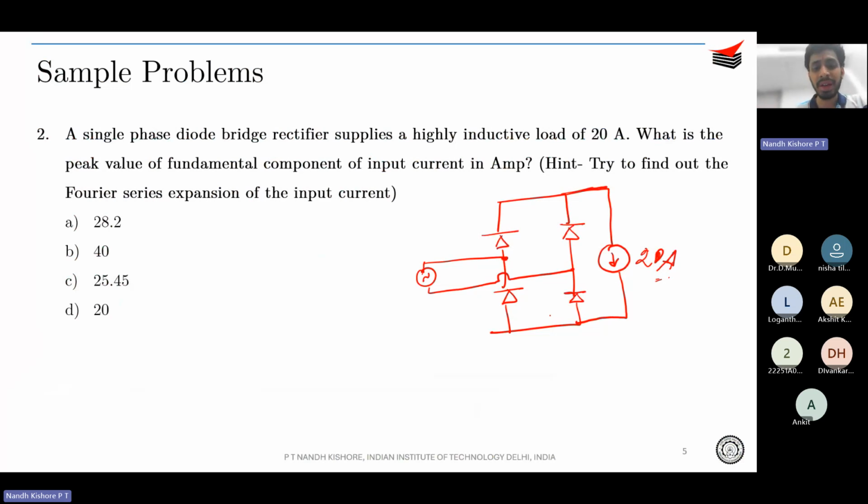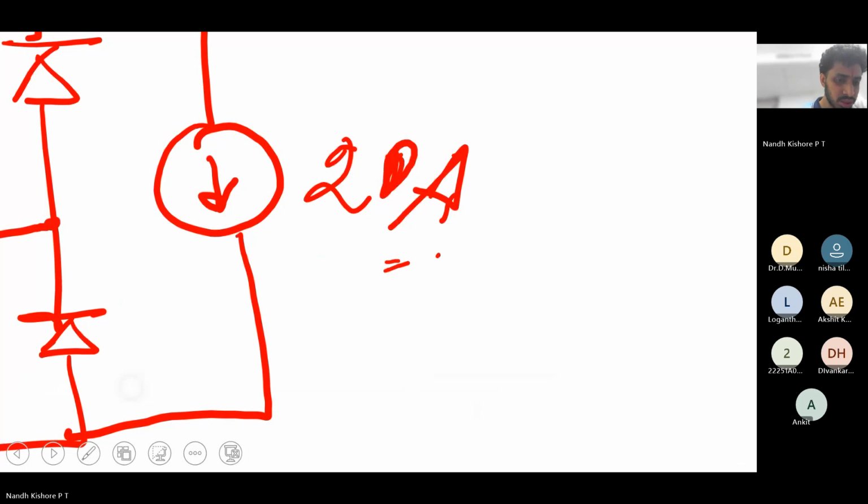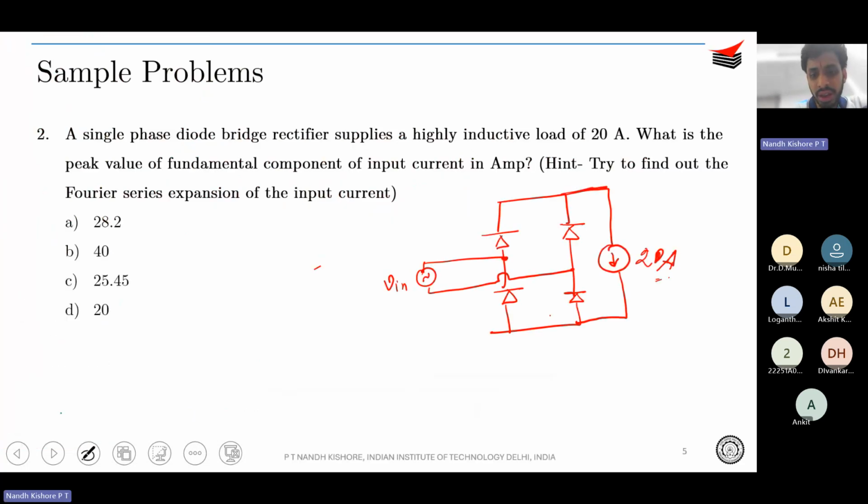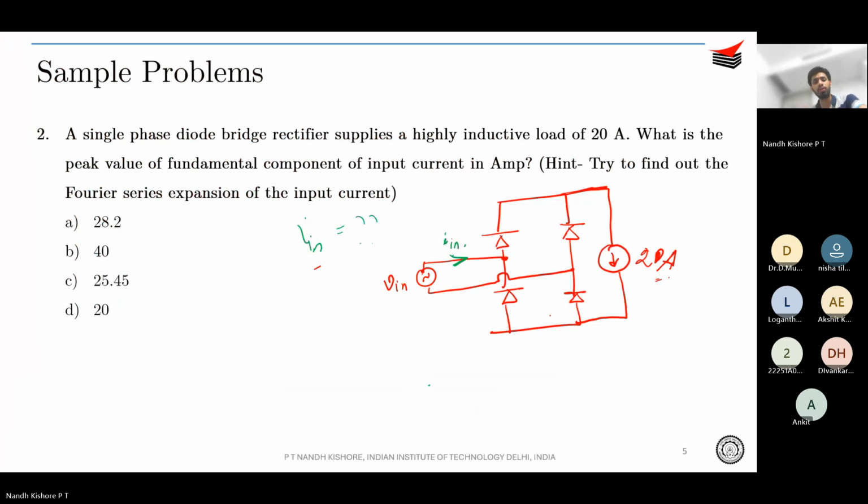What is the peak value of the fundamental component of input current? So this is your V in. Okay. And let's say this is your I in. So first things first, we need to find out what is I in. And based on that, we will see what is the peak value of the current. Okay.